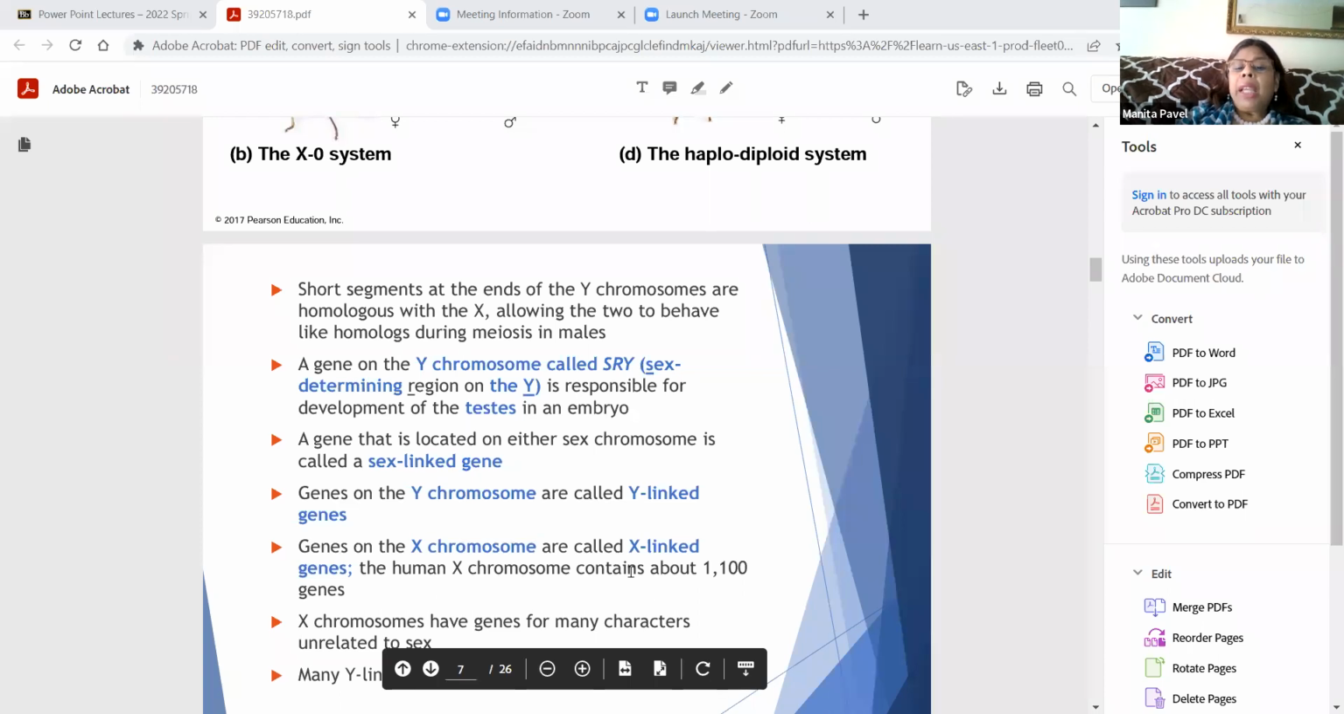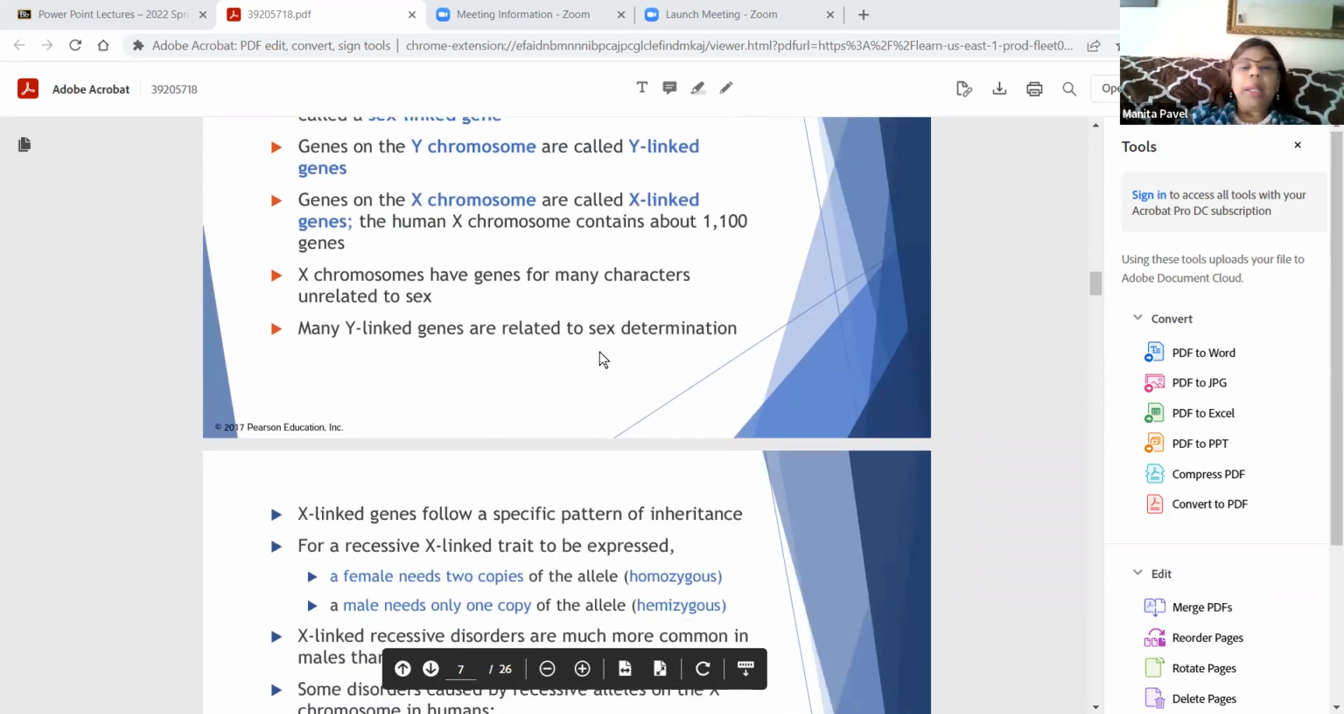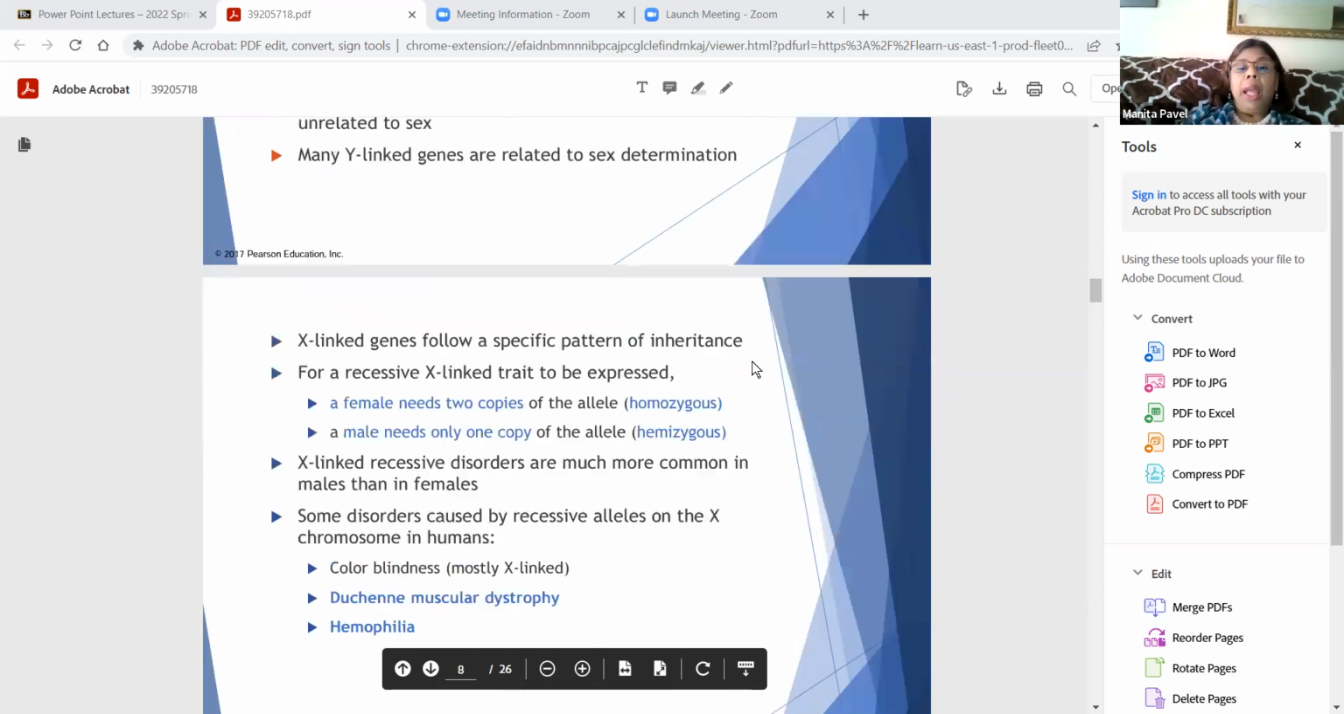So genes on the X chromosome are called X-linked genes, and the human X chromosome contains about 1,000 genes. The X chromosome has genes for many characteristics that are not related to sex. Many Y-linked genes are related to sex. And X-linked genes are going to follow a specific pattern of inheritance.